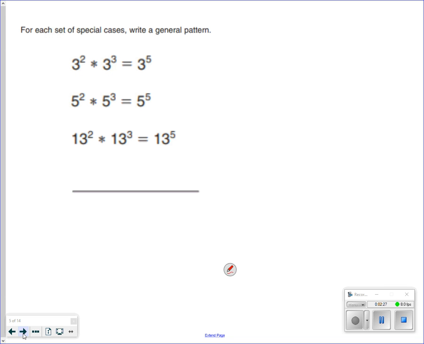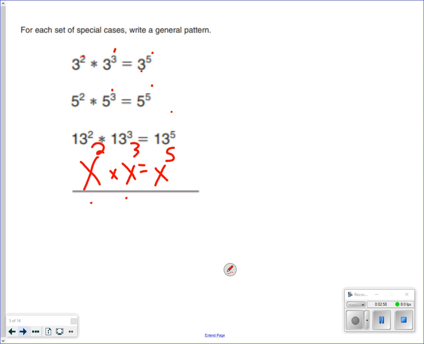For each set of special cases, write a general pattern. So now we're taking 3 to the second power times 3 to the third power equals 3 to the fifth power. So there's a 2 here, there's a 3 here, there's a 5. 2, 3, 5. So if we were to write this as a general pattern, we would have x to the second power times x to the third power equals x to the fifth power.